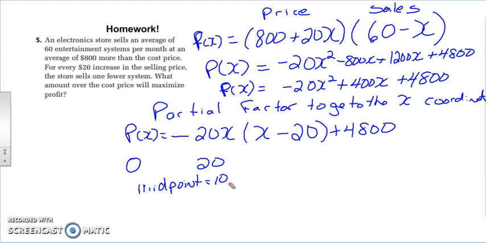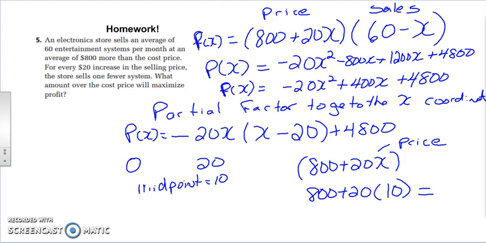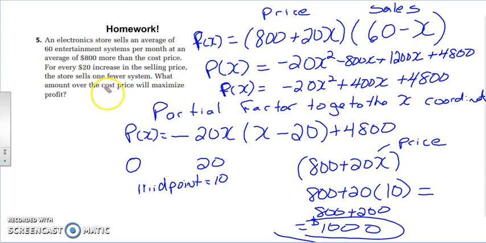In this question, that's really all I need to know, because I know that I'm going to have my maximum at this point. Because I'm trying to maximize profit, I can just plug it in here for the first value of x and go price 800 plus 20x. I know that I'm going to have to increase it 10 times. So 800 plus 20 times 10 is 800 plus 200, or $1,000. So what price will maximize profit? $1,000. That's not how much they make, but that's how much they make off of each one.